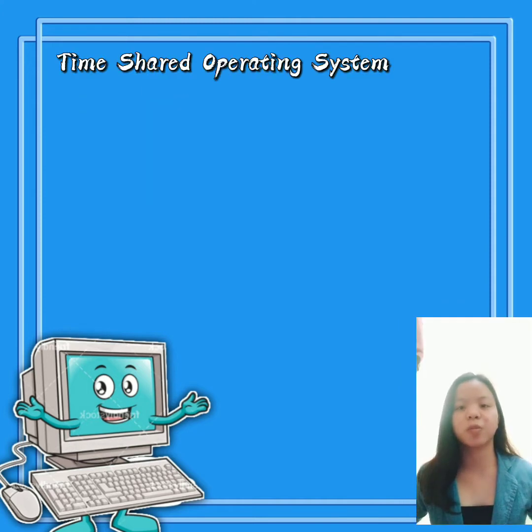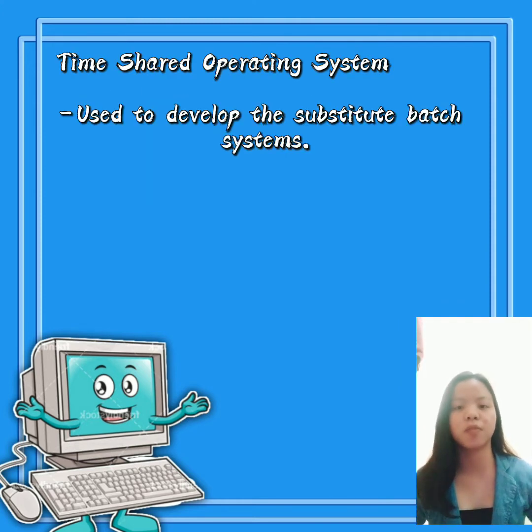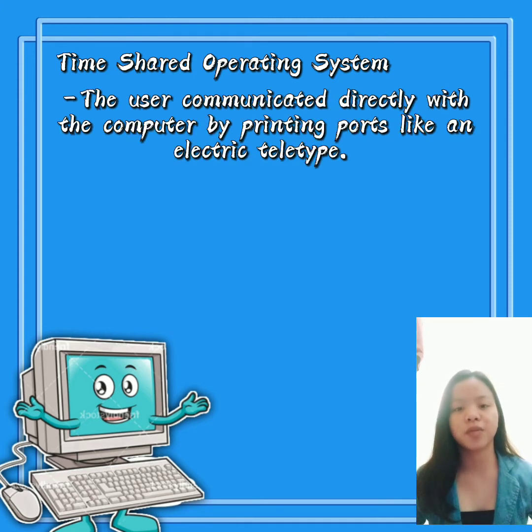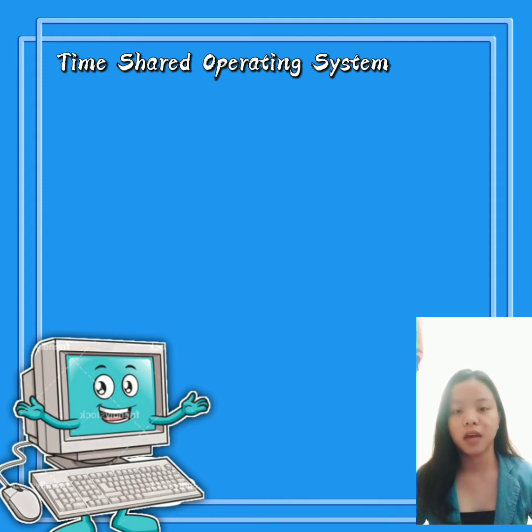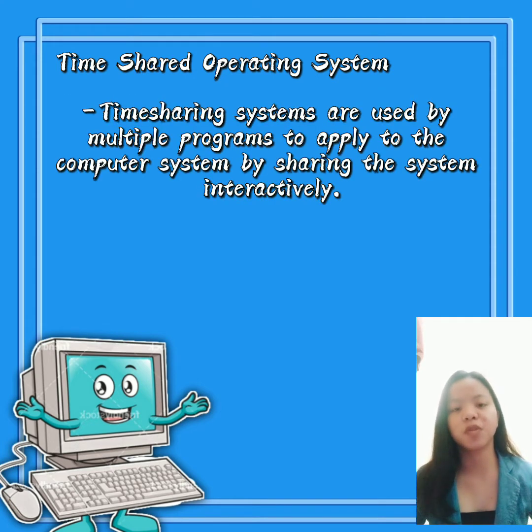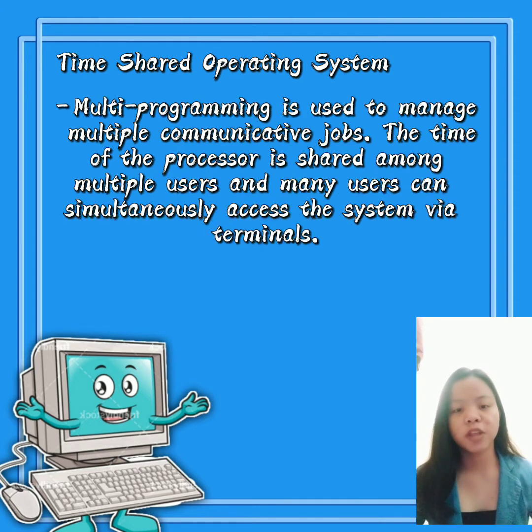Fourth is the time-shared operating system. It is used to develop the substitute for the batch system. The user communicated directly with the computer by printing ports like an electric teletype. Time-sharing systems are used by multiple programs to apply to the computer system by sharing the system inactively. Multi-programming is used to manage multiple communicative jobs. The time of the processor is shared among multiple users, and many users can access the system terminally.